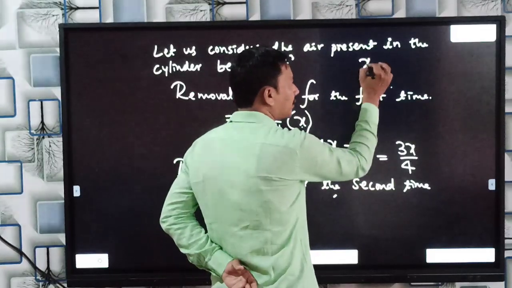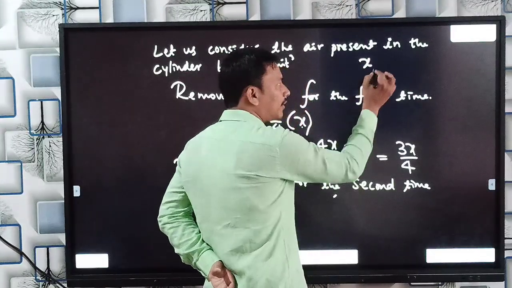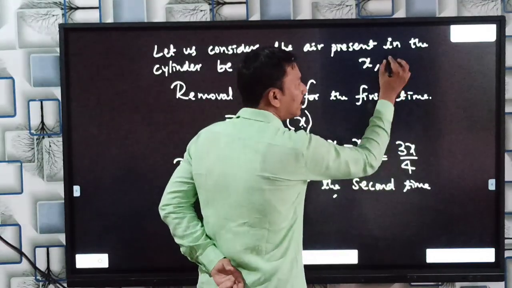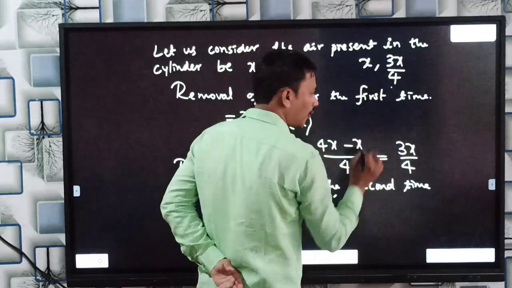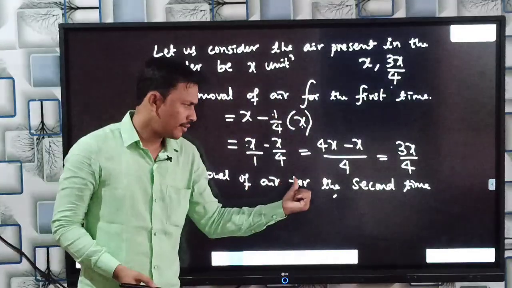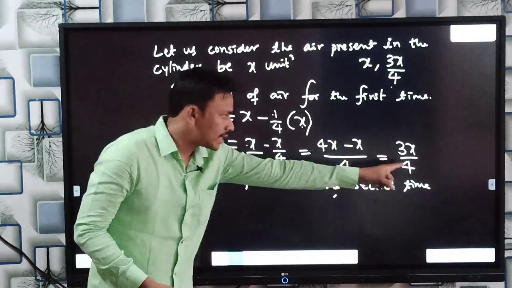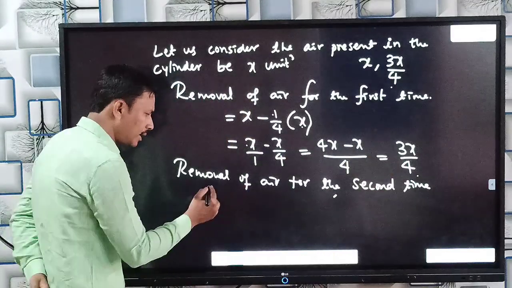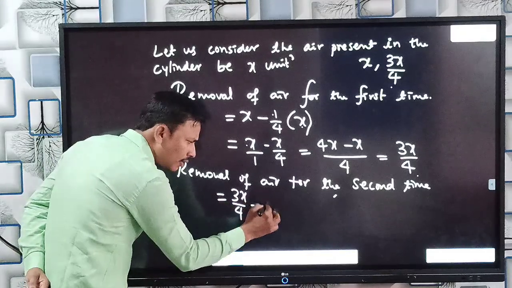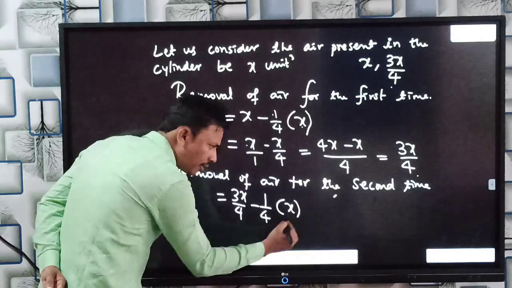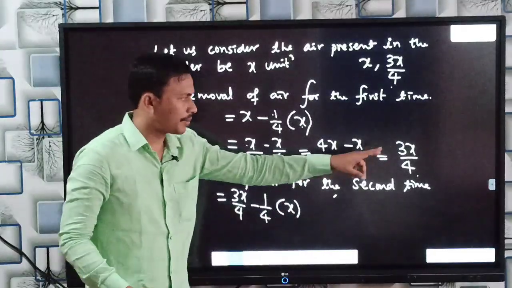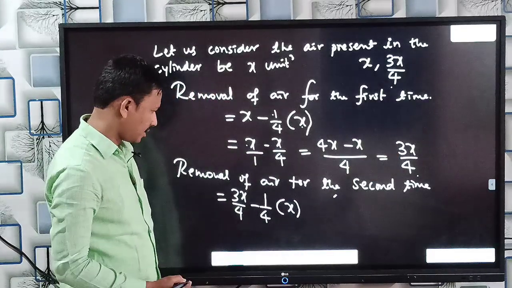Look here. For the first time, what is the volume? x. For the second time, after removing 1/4 of the volume, what will we be getting? 3x divided by 4. Then what we need to find out? For the second time, removal of air for the second time. This is equal to 3x divided by 4 minus 1/4 of the volume. What is the volume? Not x, the previous one.